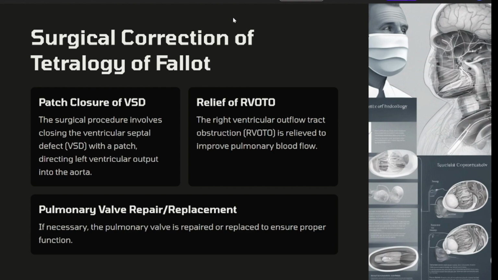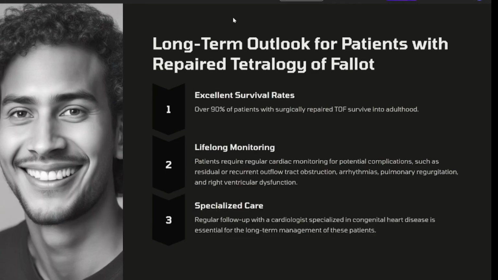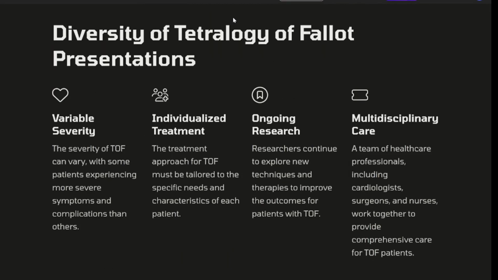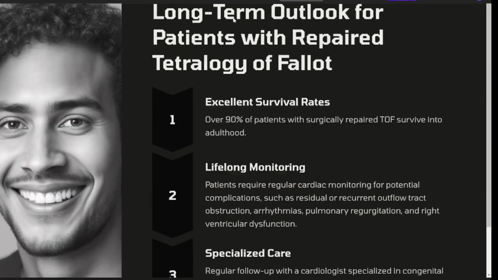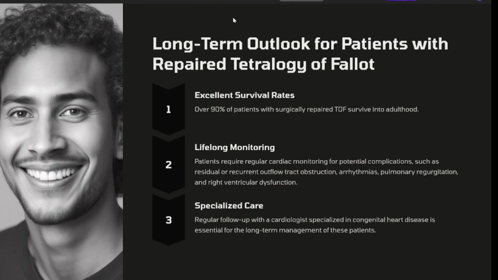Question 5: What is the long-term outlook for a patient with Tetralogy of Fallot after surgical repair? Answer: The long-term outlook for patients with TOF who have undergone surgical repair is generally good, with over 90% survival into adulthood. However, these patients require lifelong cardiac monitoring for potential complications such as residual or recurrent outflow tract obstruction, arrhythmias, pulmonary regurgitation, and right ventricular dysfunction. Regular follow-up with a cardiologist specialized in congenital heart disease is essential.